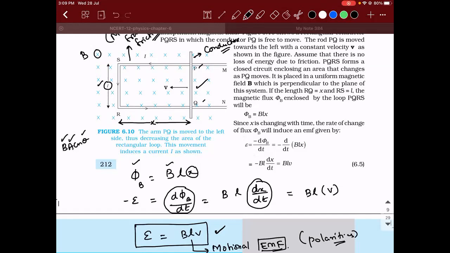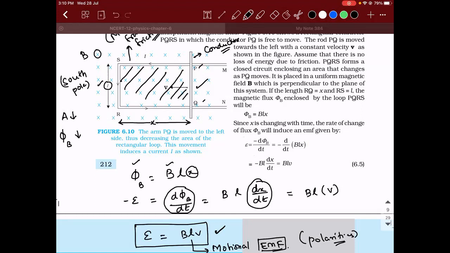What are the steps to be followed to apply Lenz's law? First, you need to find out which pole is north pole and which is south pole. Since the magnetic field is into the plane of the paper, it is acting like a south pole and we are acting like the north pole. Accepted? And the conductor is moving in such a way that the area is decreasing. When area is decreasing, what will happen to flux, guys? Flux will also decrease.